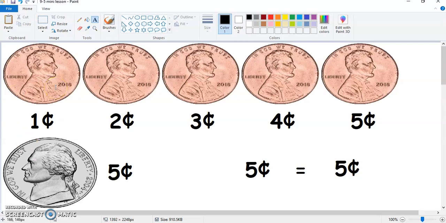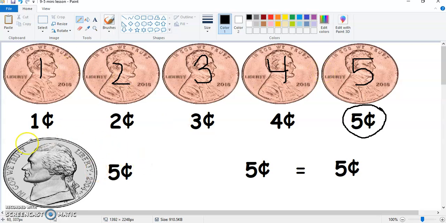So here we go. We're going to find out, is this a fair trade? Are these the same? Let's count how much money. If we're counting pennies, we count by ones. So we have 1 cent, 2, 3, 4, 5 cents. So we have 5 cents in all, in pennies. Now, when we go down here, we know that a nickel, we don't even have to count by ones. We know automatically that's 5 cents.